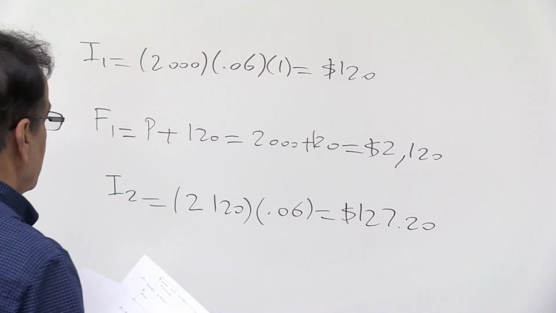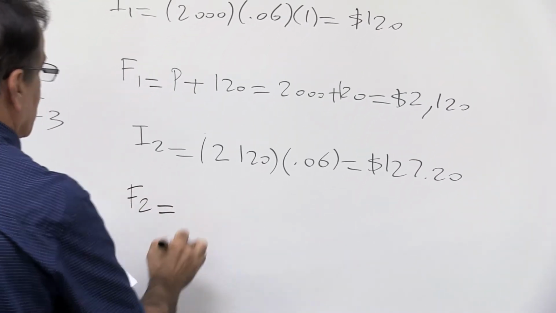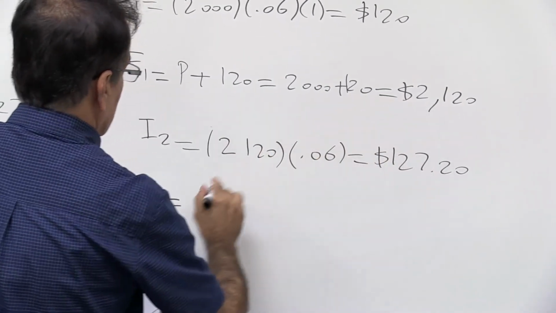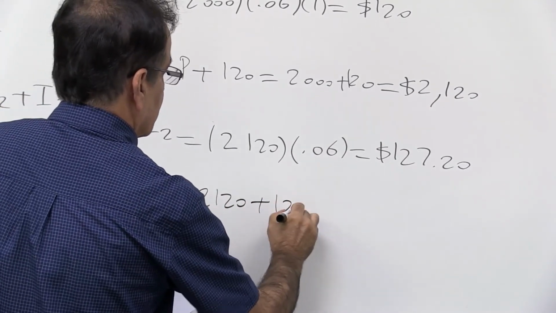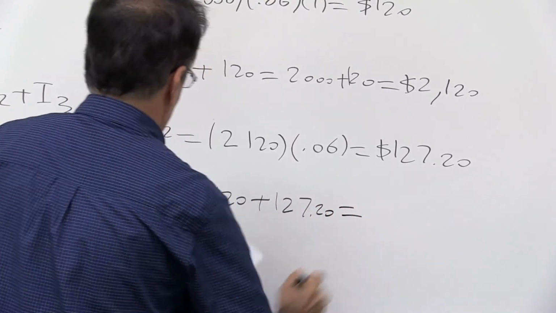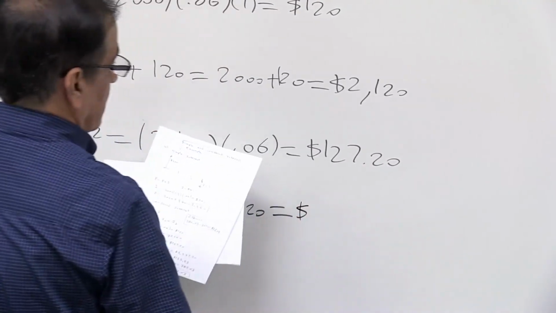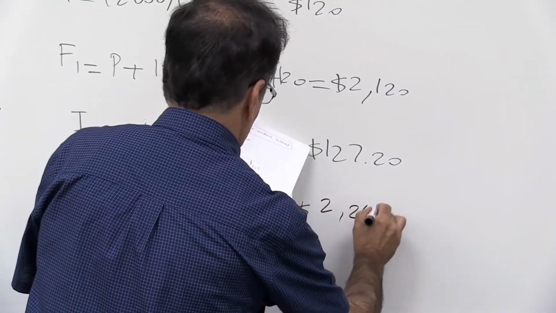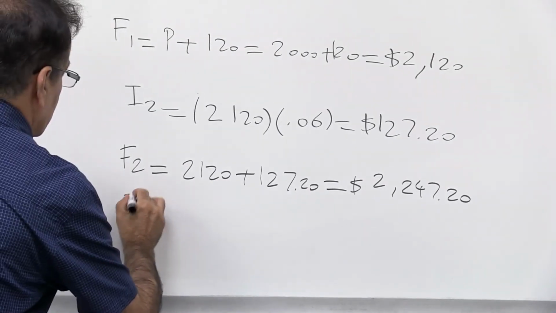$127.20. Then we're going to find the future value at the end of the second period, which is going to be the amount of money that you owe at the end of the first period, $2,120, plus the interest for the second period. If you add this, you find F2, the future value at the end of year 2, which is going to be $2,247.20.